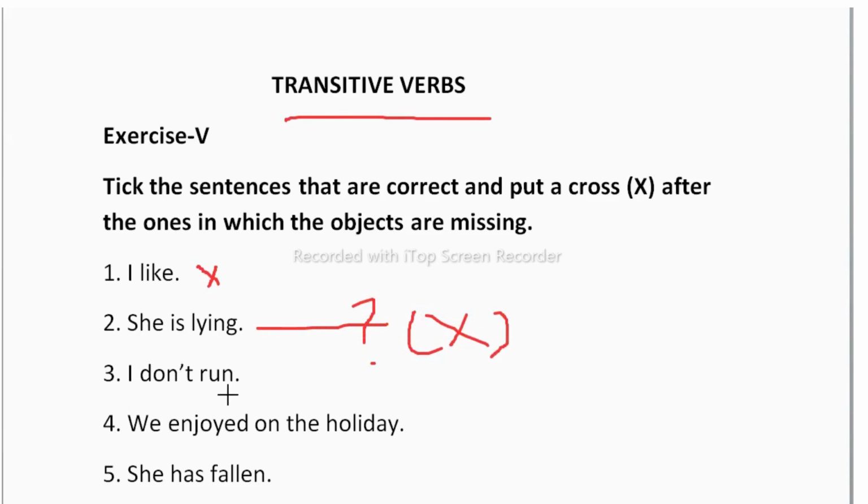I run. Run is a verb here. After the verb, we need an object. So the object is missing here. I run in the garden or in the playground. Something should be here. No object is here. That's why this is also an intransitive verb.